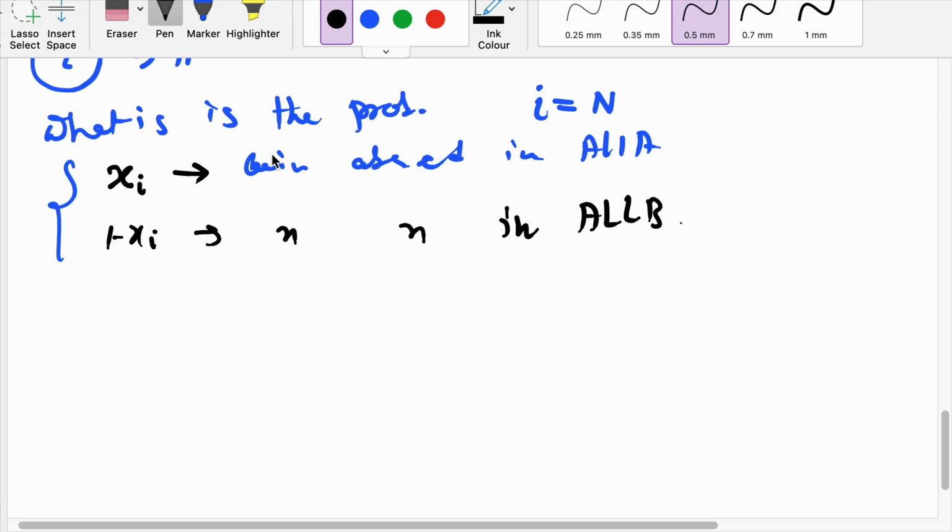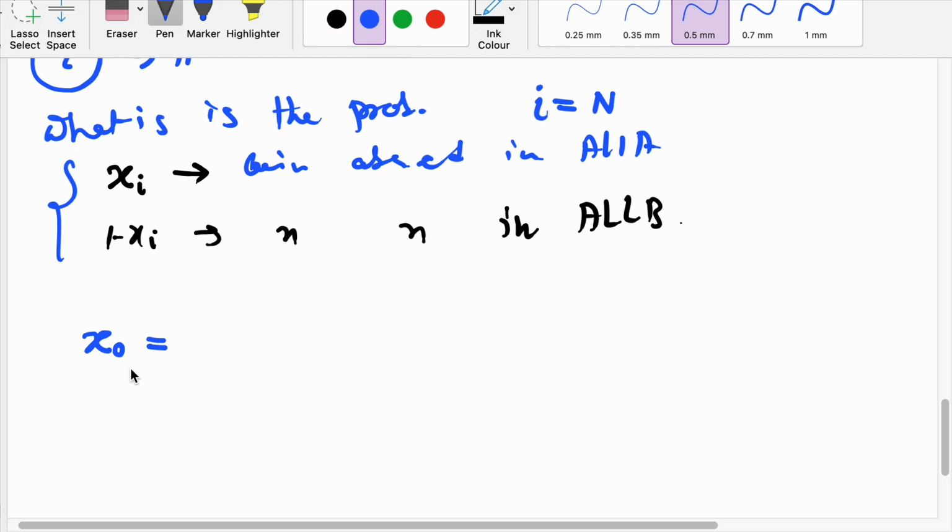Now, if xi is the probability, let's see what x0 will be. If there are no A type individuals in the population, suppose i equals 0, what is the probability that it will become all A type? Any guess?